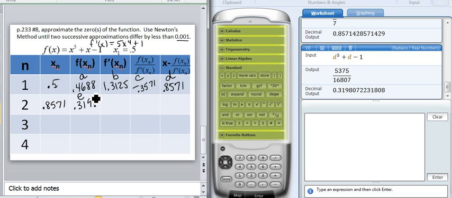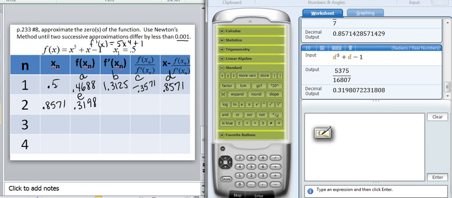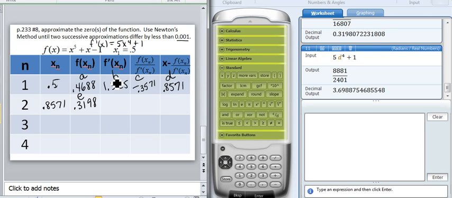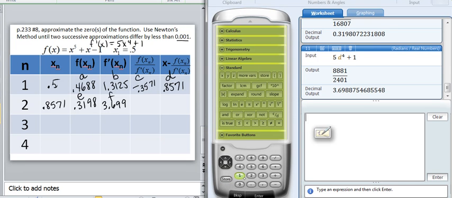So then I'm going to go ahead and put in my D again for my F prime. So I'm going to come over here, 5D to the fourth power, and then it says that the derivative is plus 1. That gives me 3.699, and I'm going to store this as F. And I'm going to run out of time here, so I'll pick this back up on the next video.